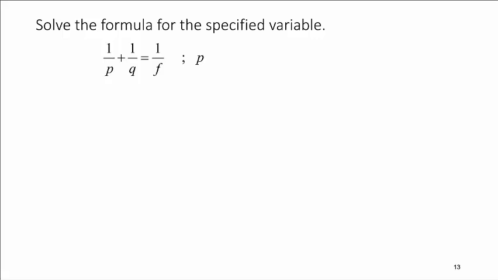A couple more examples here of solving a rational equation for a specified variable. In this example, we have 1 over p plus 1 over q equal to 1 over f, and we're asked to solve this for p. Okay, and p is in a denominator. So the first thing you want to do on any of these is multiply by the LCD, which in this case is just FPQ, right?